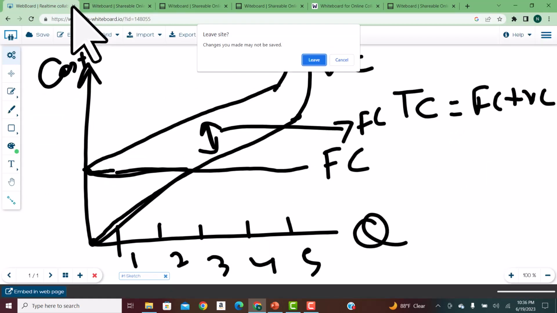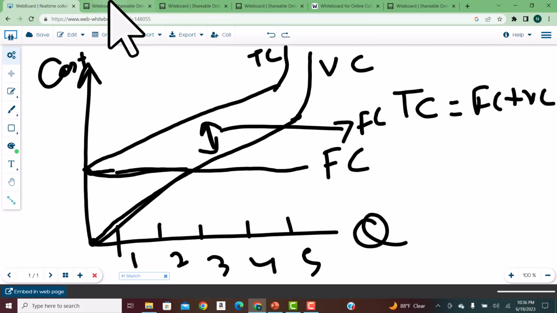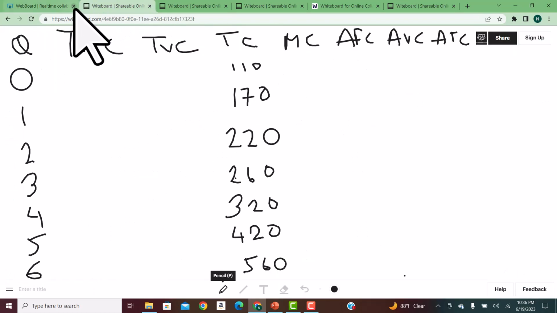So let's go to this one. So this is given to you. You're given the quantity and you're given the total cost. Now, let's first focus on your total fixed cost and your total variable cost. Let's first focus on these two to calculate.